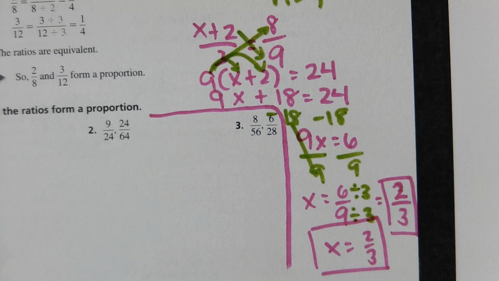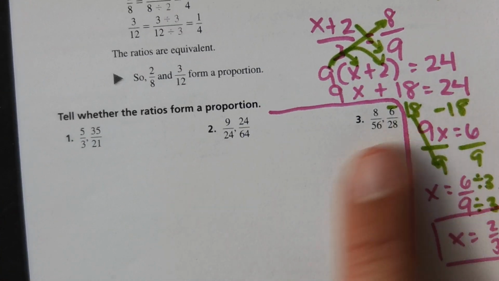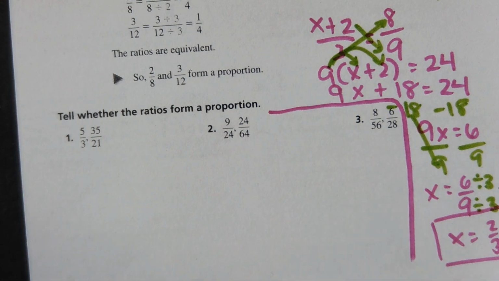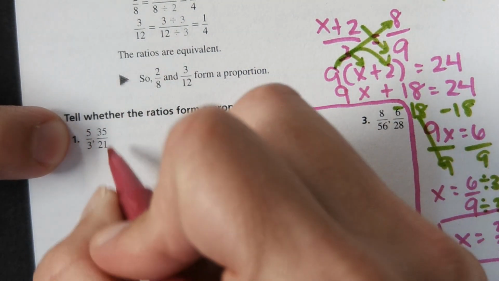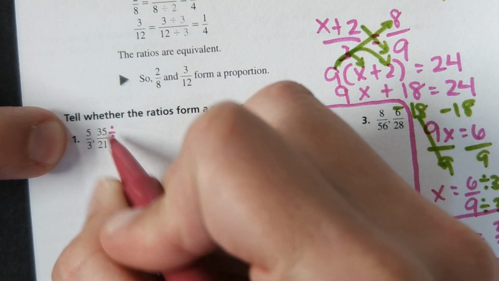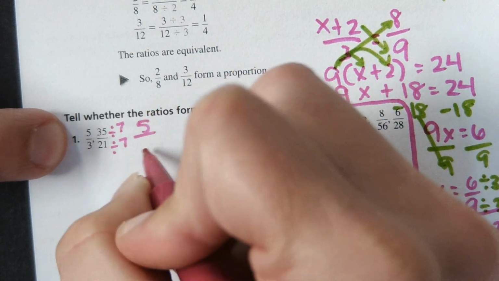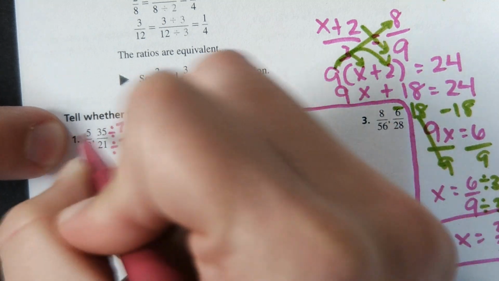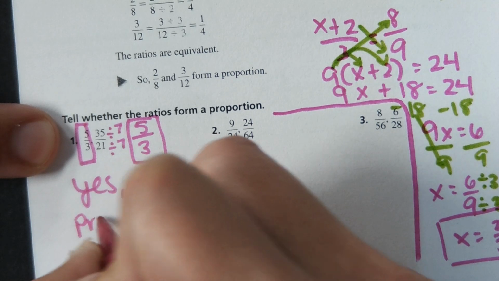Okay, the next skill that we're going to go over says tell whether the ratios form a proportion. So here we have two fractions. We're determining whether they're equal or not. One way to determine if they're equal is to get them both in simplest form. So here we have 5/3. That's already in simplest form. Here we can divide by a common factor of 7. 35 divided by 7 is 5. 21 divided by 7 is 3. Okay, 5/3 matches 5/3, so yes, those two fractions are proportional.